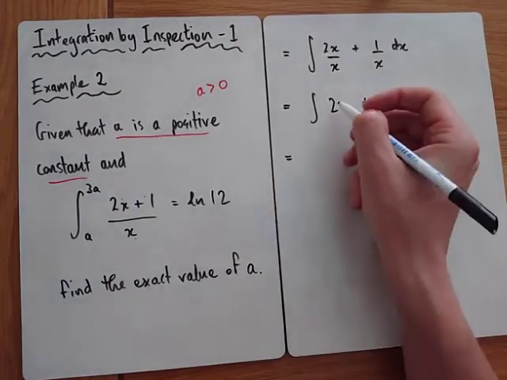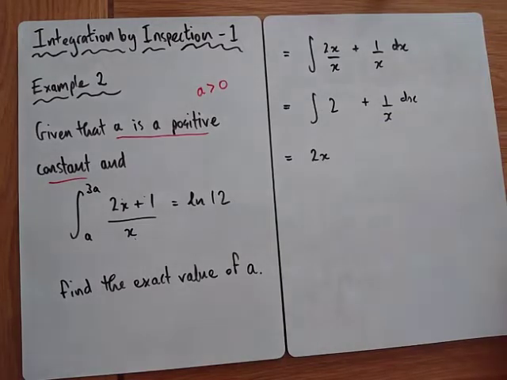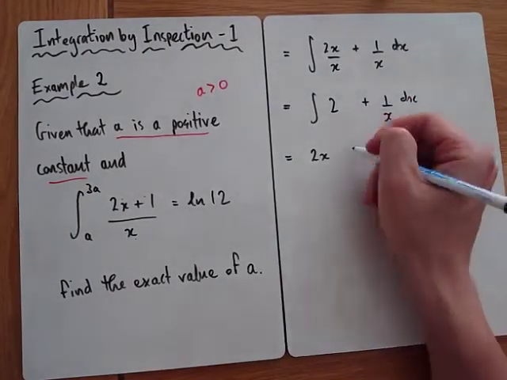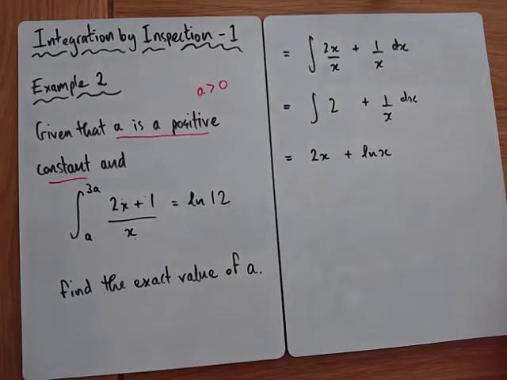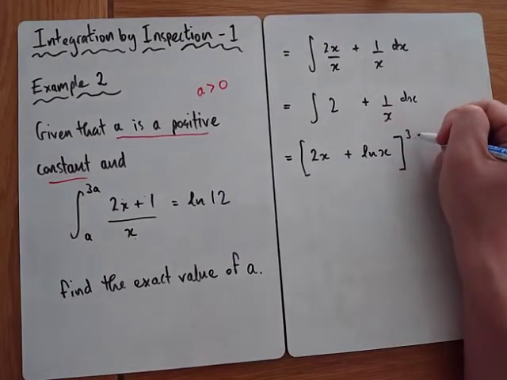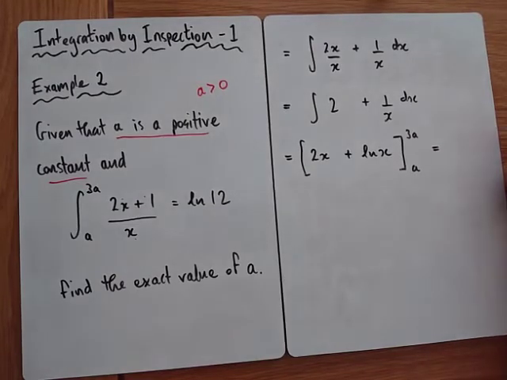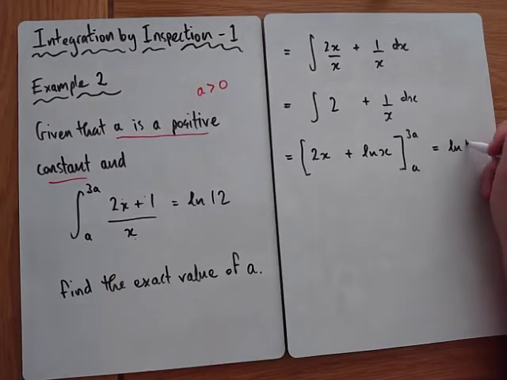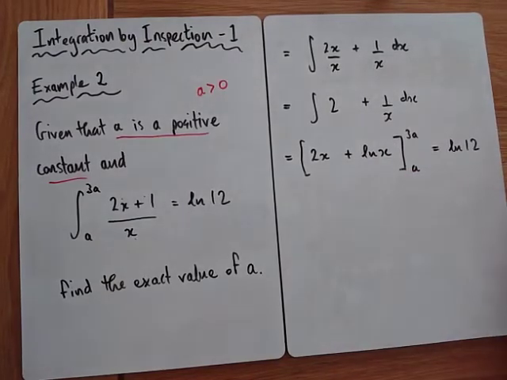So if I integrate 2 with respect to x, it becomes 2x. Increase the power, so x to the 0, x to the 1, divided by 1. 1 over x becomes ln x. And the limits, which I'm going to use square brackets for, are 3a and a. I'm also going to think about the answer, which is ln 12, because I'm going to have to treat this like an equation. Now that I can sub my limits in, I can rearrange and figure out what a would equal.